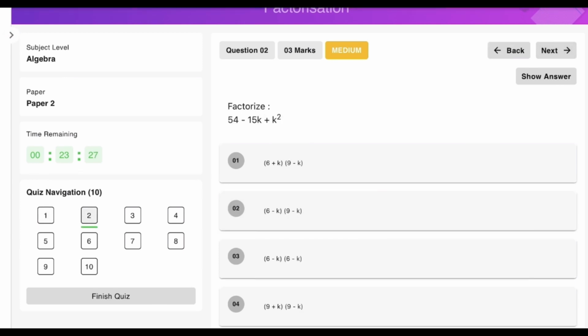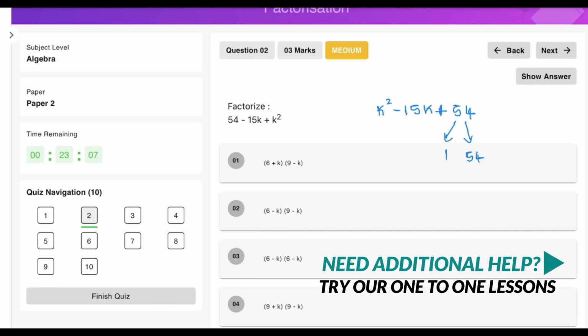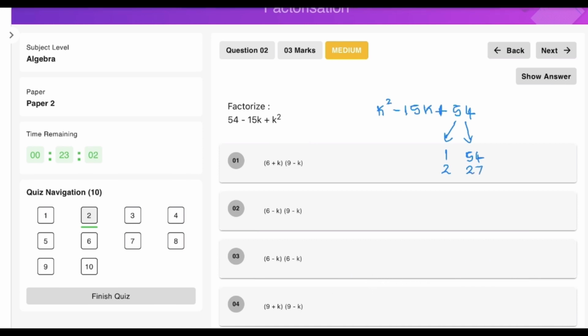Moving on, so when we have to factorize something like this, remember that order matters. So you may need to put this into order. So that is k squared negative 15k positive 54 is easier to see and solve. So we're looking at factors for 54 again. So that's 1 and 54, or 2 and 27, or I don't think 3 goes into it, neither does 4, but 6 and 9 do perfectly fit in for 54.